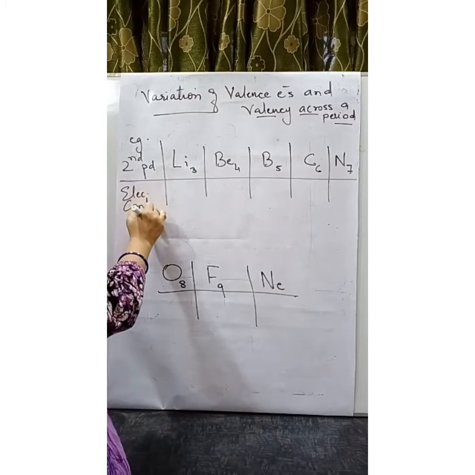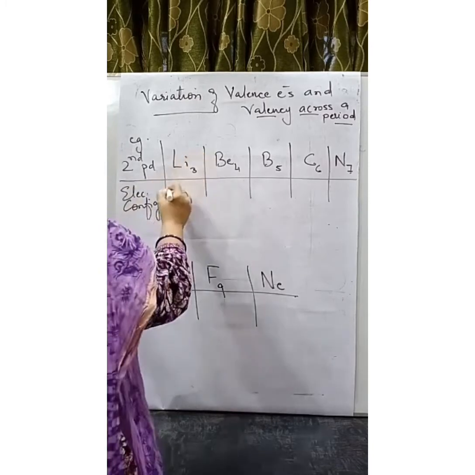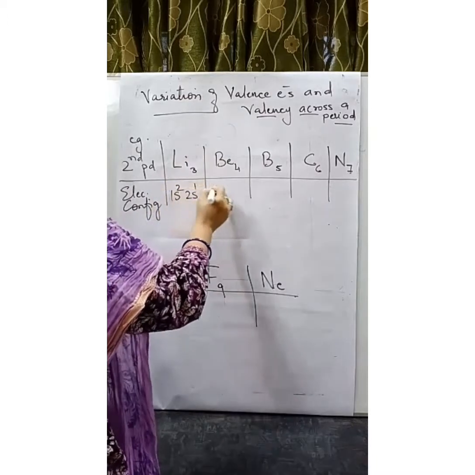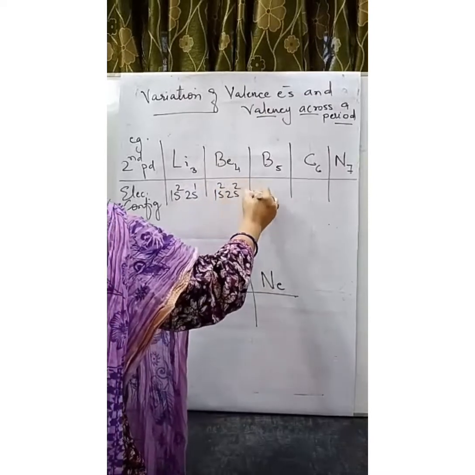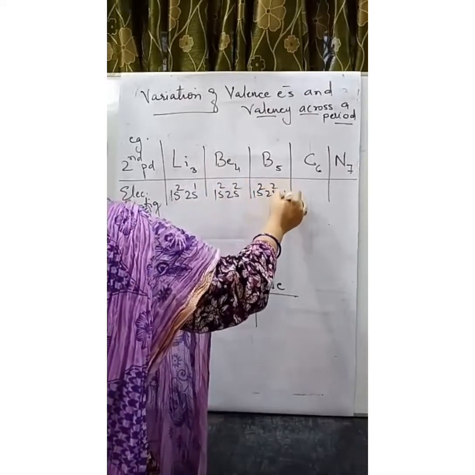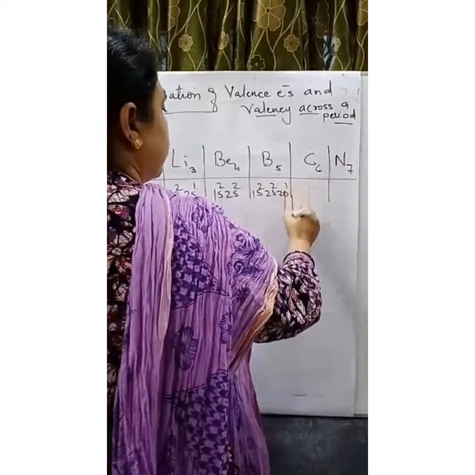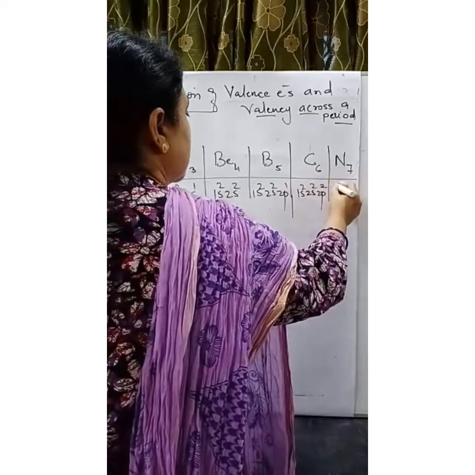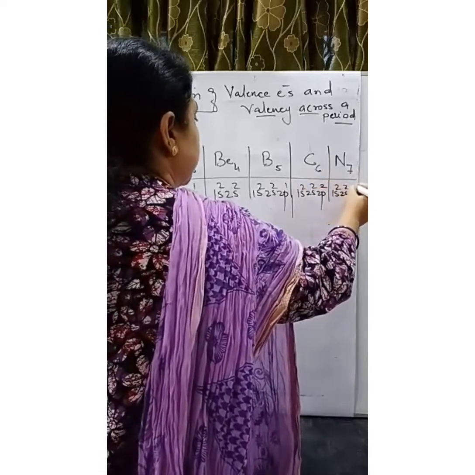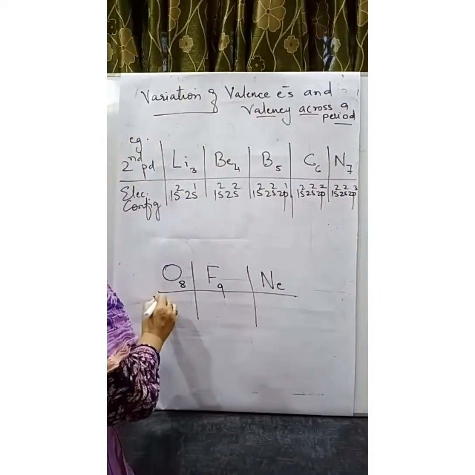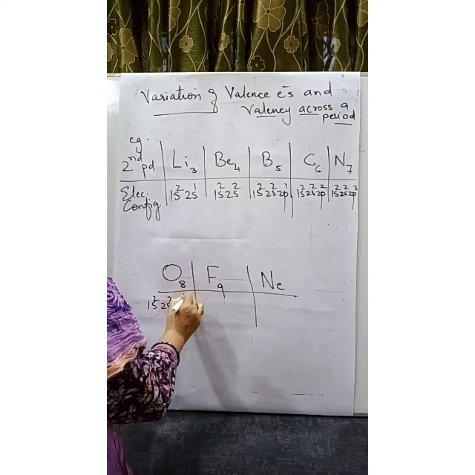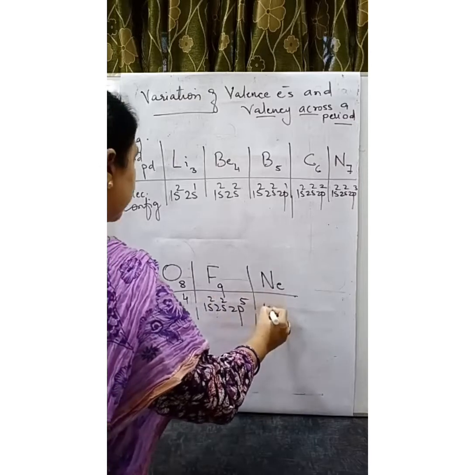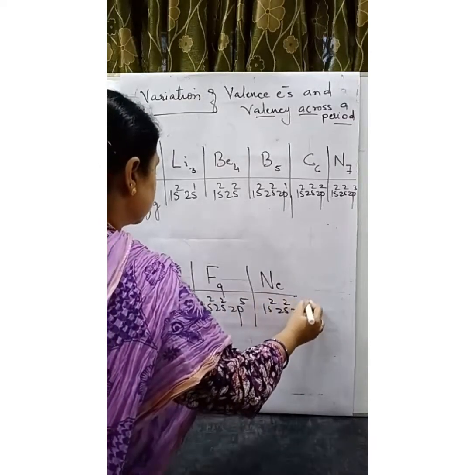If we put down the electronic configuration of each of them, lithium is 1s2, 2s1; beryllium is 1s2, 2s2; boron is 1s2, 2s2, 2p1. For carbon, we have 1s2, 2s2, 2p2. For nitrogen, 1s2, 2s2, 2p3. Oxygen is 1s2, 2s2, 2p4. Fluorine is 1s2, 2s2, 2p5 and neon is 1s2, 2s2, 2p6.